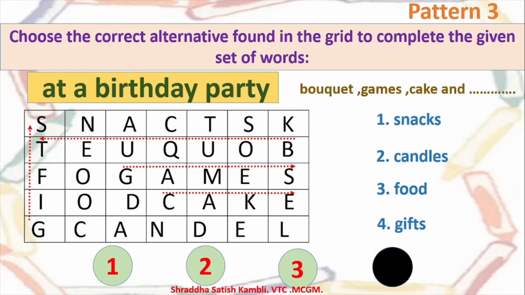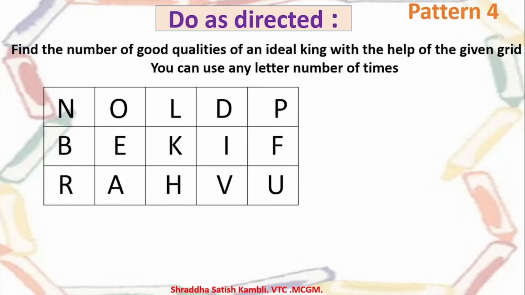Now let us go to the last pattern, that is pattern 4, where you're supposed to do as directed. So each question could be different, but again we are looking at a grid. So find the number of good qualities of an ideal king with the help of the given grid. So there is a grid which is given. There are so many letters in the grid. You have to find out the good qualities of an ideal king.